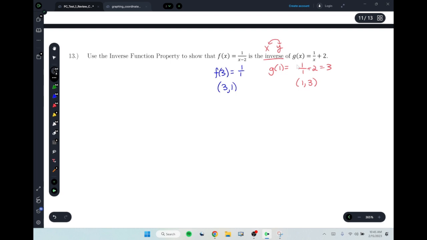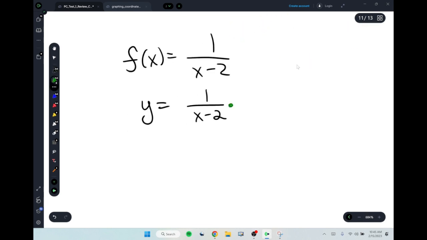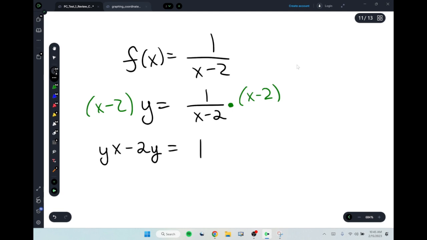What's another way we could check? Anybody have an idea? Actually find the inverse of either or both. So f of x equals 1 over x minus 2. Step 1 is y, right? Step 2 is the same step we did last time: solve for x. Multiply by x minus 2. Now what do we got? yx minus 2y equals 1.